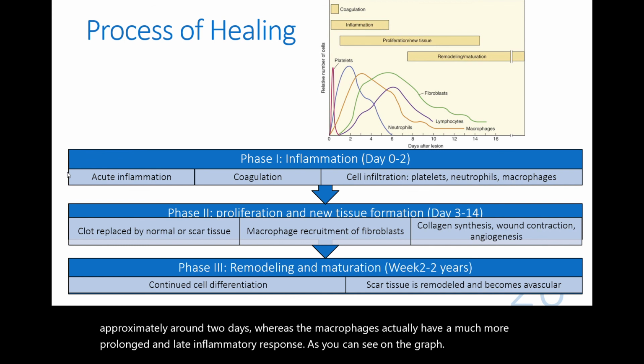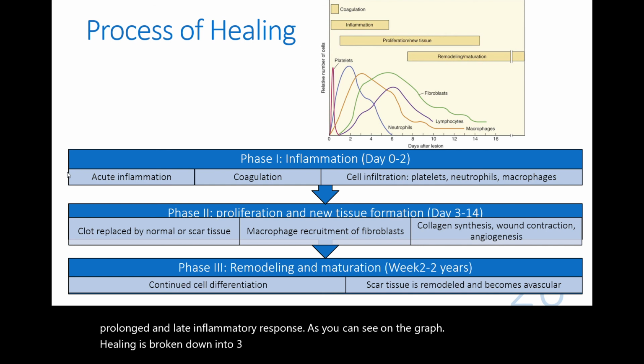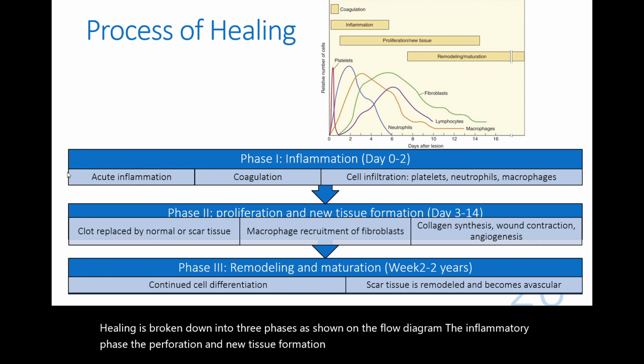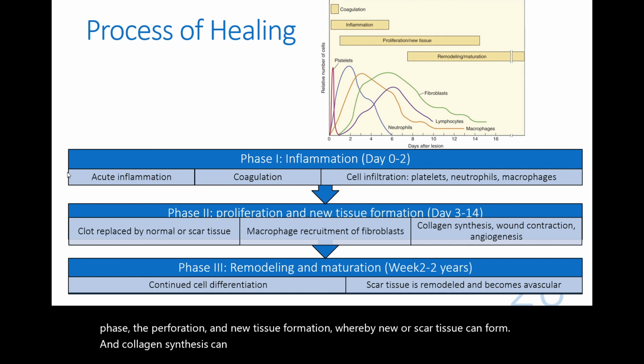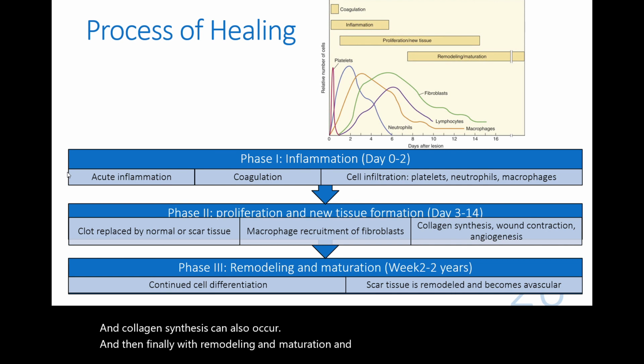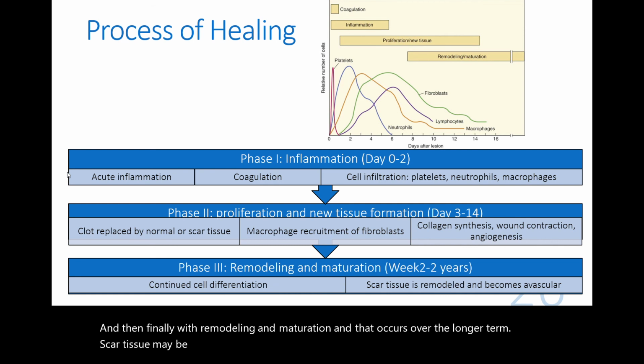Healing is broken down into the 3 phases as shown on the flow diagram. The inflammatory phase, the proliferation and new tissue formation, whereby new or scar tissue can form, and collagen synthesis can also occur. And then finally, with remodeling and maturation, and that occurs over the longer term. Scar tissue may be remodeled, for example.